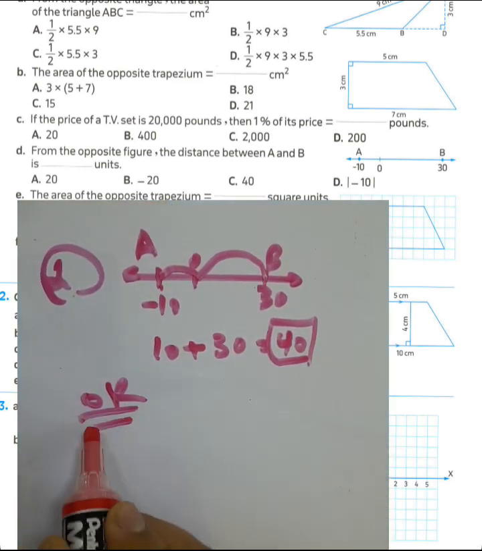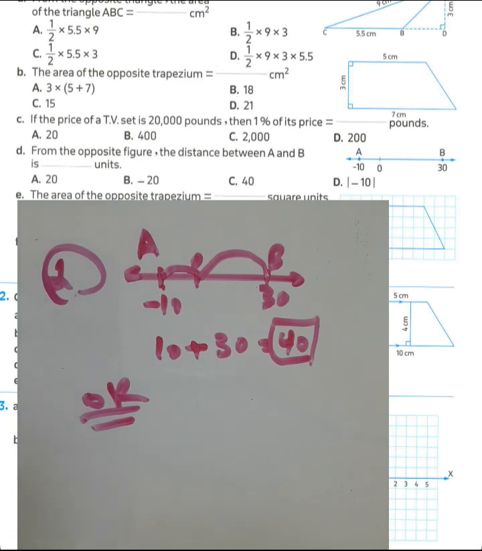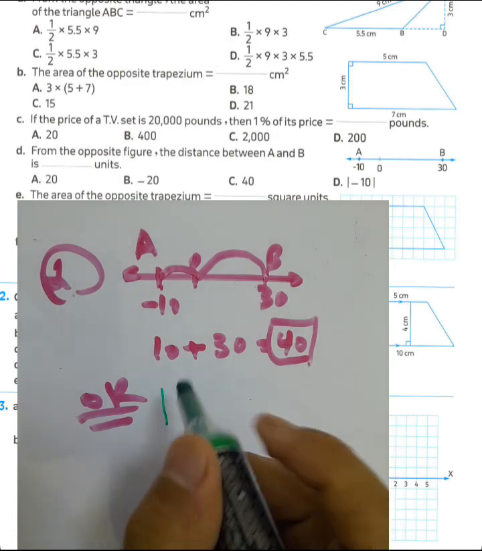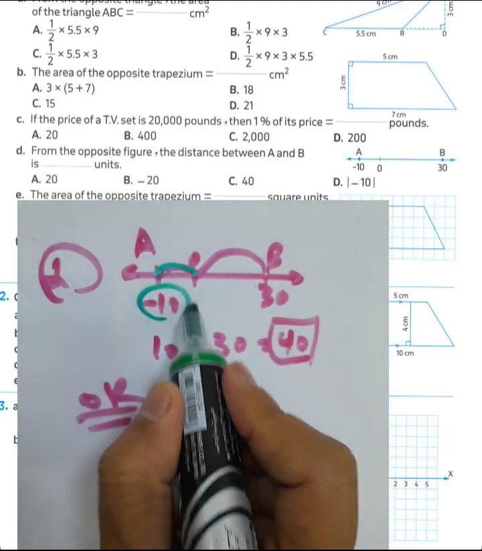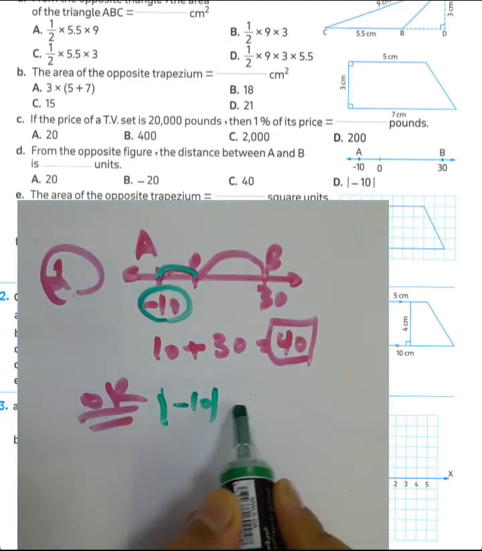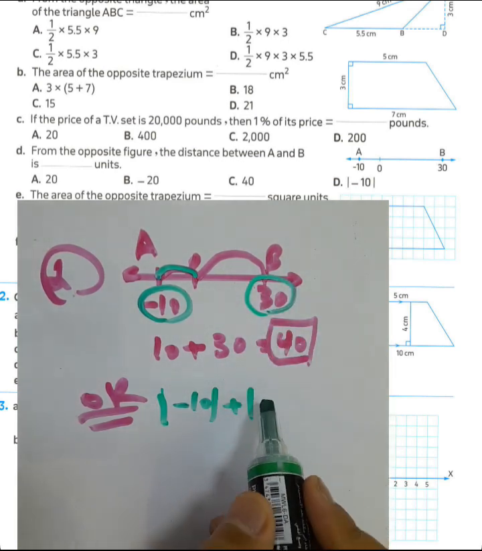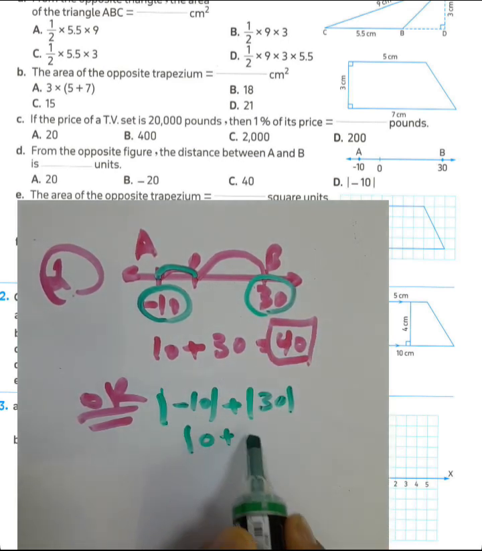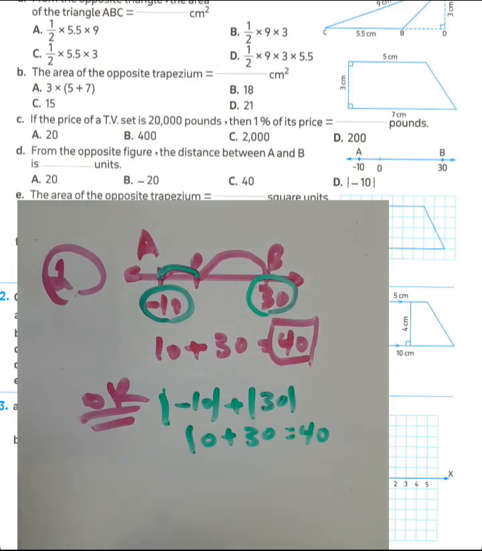Or you can solve by this method: write the absolute value of the first plus the absolute value of the second. The absolute value of -10 is 10, plus the absolute value of 30 is 30. Then the result will be 10 plus 30 equals 40.